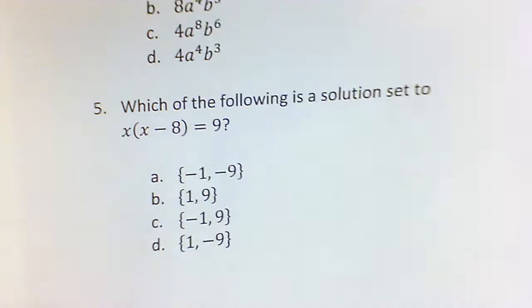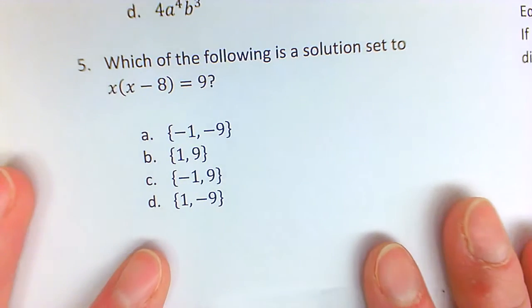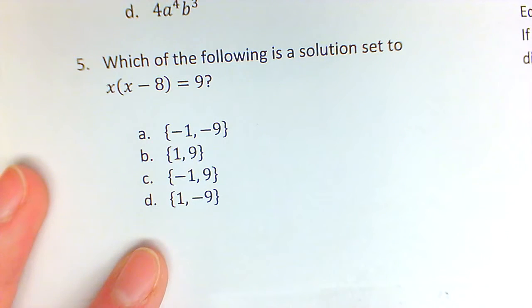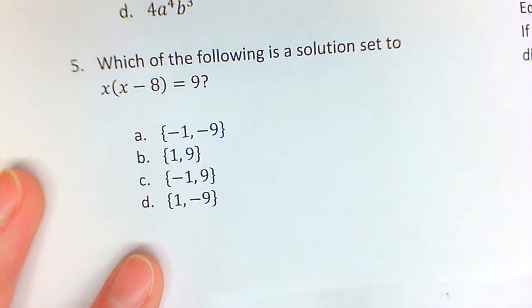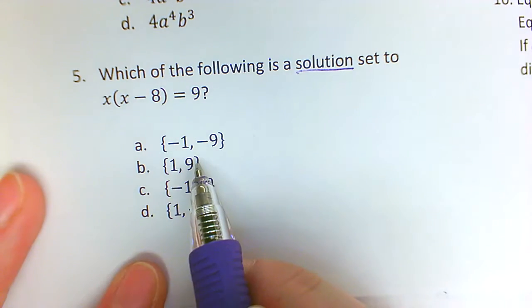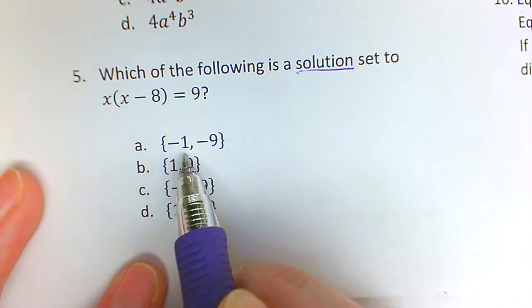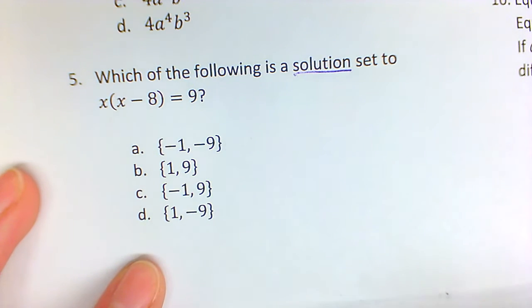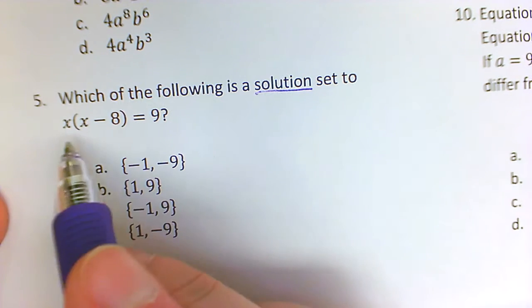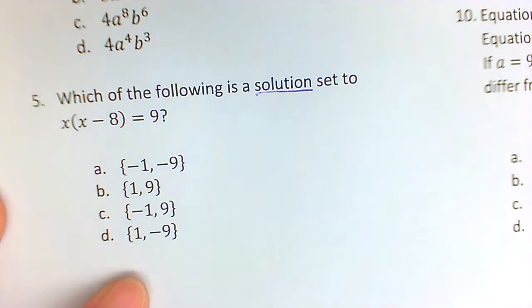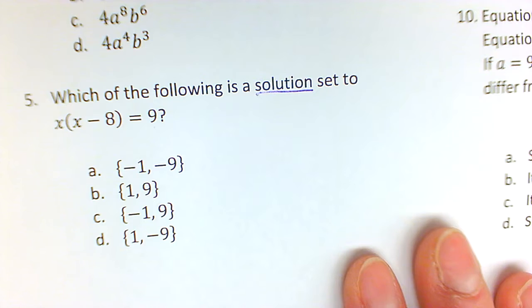Let's move down to example number 5. Which of the following is a solution set for this equation? Now there's a lot of different ways that you can do this problem, but what you need to remember is that a solution set is not an ordered pair, first of all. This is just a list of the possible answers. So what it means to actually be a solution is that it makes your equation true. So let's try plugging in our numbers in place of the x's and seeing if we get 9. So I'm going to use my calculator right here.